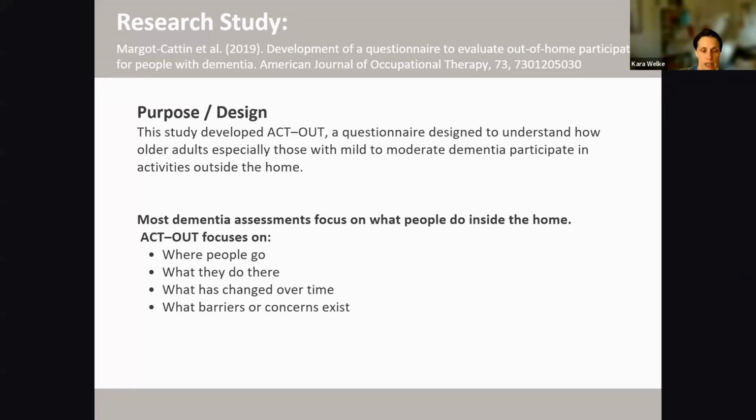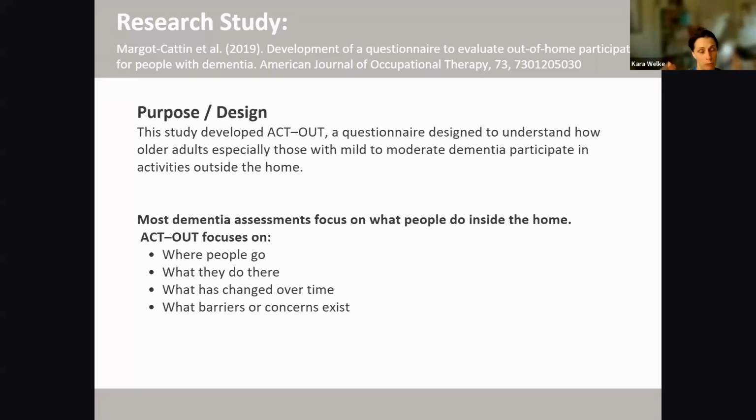So are you all familiar with the shrinking world when people have dementia? Sometimes they experience the shrinking world because they gradually stop going out to places they used to.